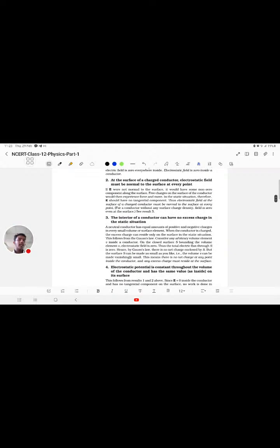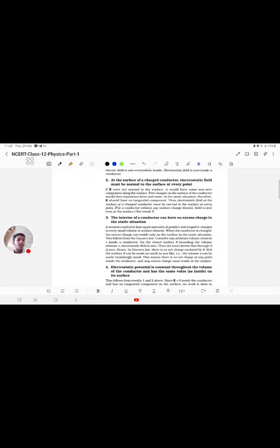The interior of a conductor can have no excess charge in the static situation. All we are considering is the static situation. A neutral conductor has equal amounts of positive and negative charges. When the conductor is charged, the excess charge can reside only on the surface in the static situation. This follows from Gauss's law. Consider any arbitrary volume element V inside a conductor. On the closed surface S bounding the volume V, electrostatic field is zero.